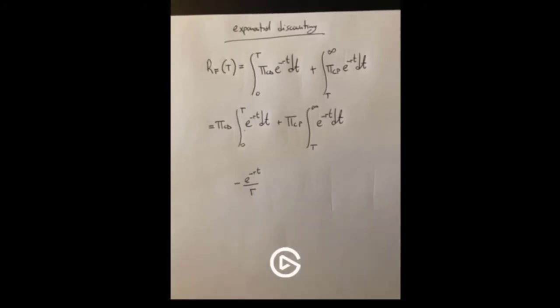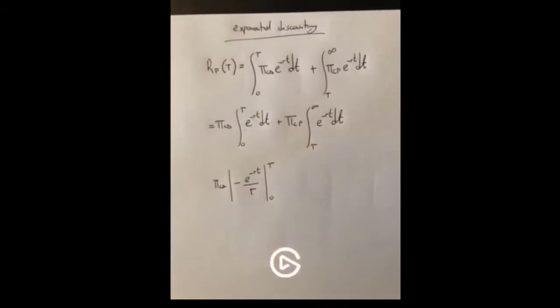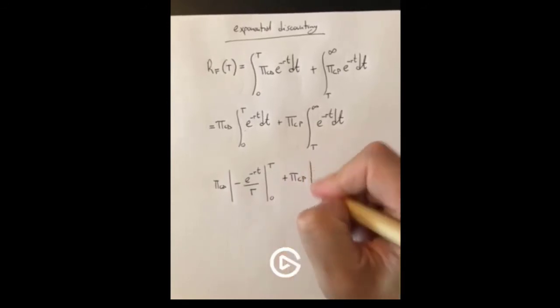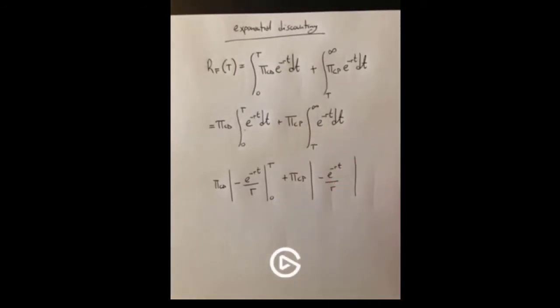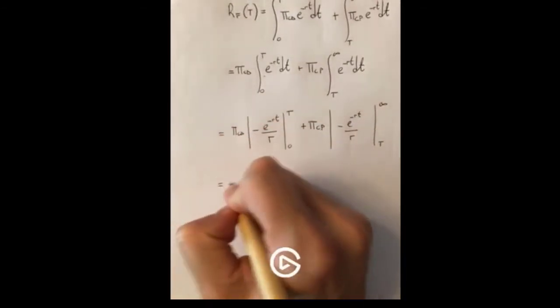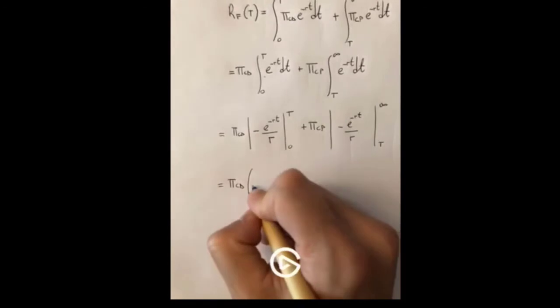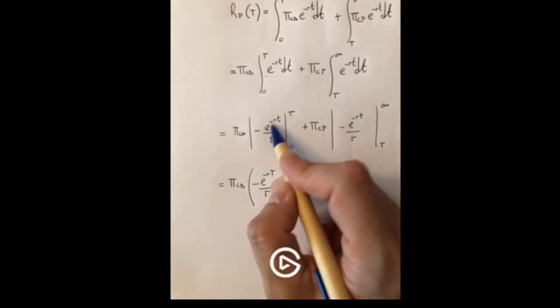But once I have this function, this can be rewritten as pi CD that multiplies the integral of the exponential from 0 to T plus pi CP times negative e^(-rt) divided by r, that is evaluated at capital T and infinity. The way to go from this to a more tractable formula is to evaluate this function at capital T and 0 and take the difference between the two. So this is equal to pi CD times negative e^(-rT) divided by r minus this function evaluated at 0.